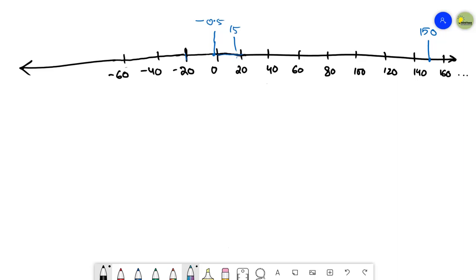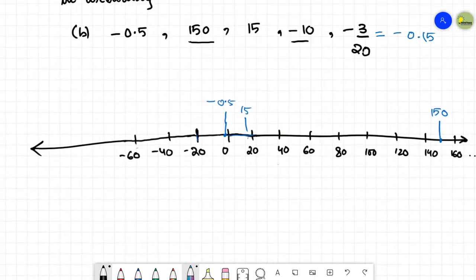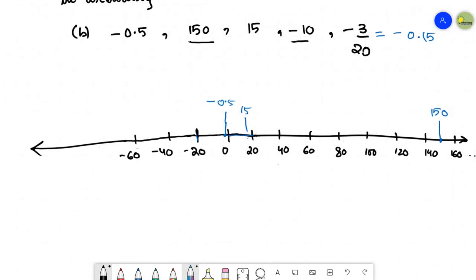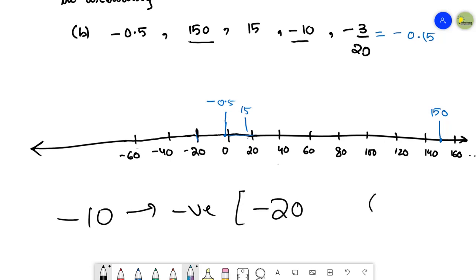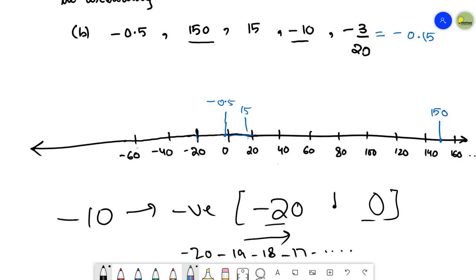Okay, now the next number that is given to me is minus 10. If I talk about minus 10, then minus 10 is a negative value. So if I talk about the negative values, then it is going to be in between minus 20 and 0. Why? Because I know that the negative values increase this way, like minus 20, then minus 19, then minus 18, minus 17, minus 16, and so on. So the middle value of minus 20 and 0 will be minus 10.